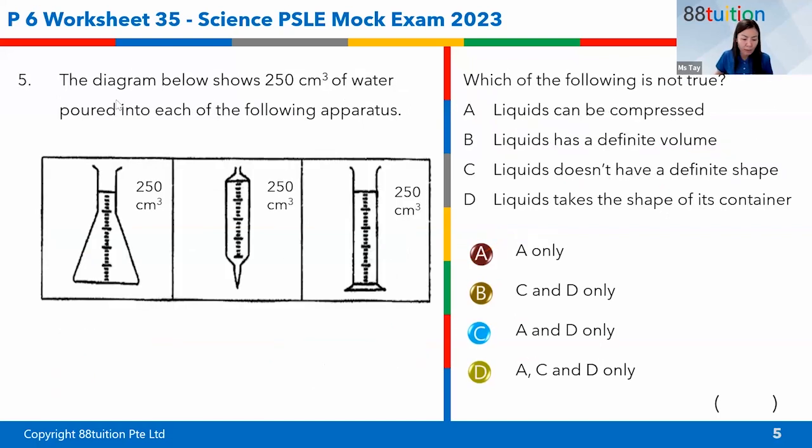Question 5 here. The diagram below shows 250 cm³ of water being poured into each apparatus. Now, the volume is always 250, so a definite volume is there. Does not have a definite shape is correct. Takes the shape of the container is correct, but nothing is shown about liquids being able to be compressed. So we are finding the statement that is not true. If you are not careful with this, you can get yourself wrong. So only A is not true.